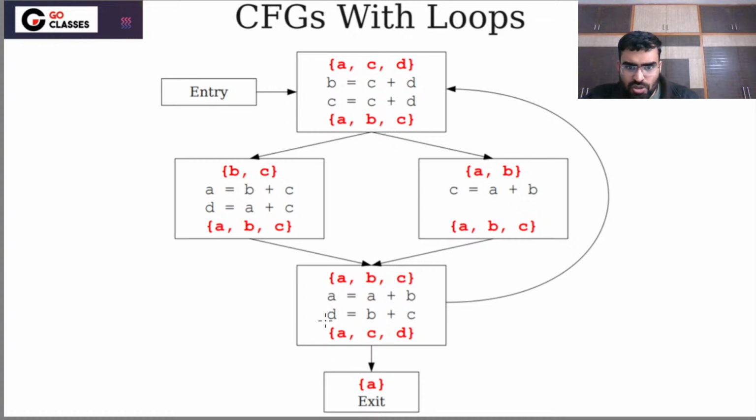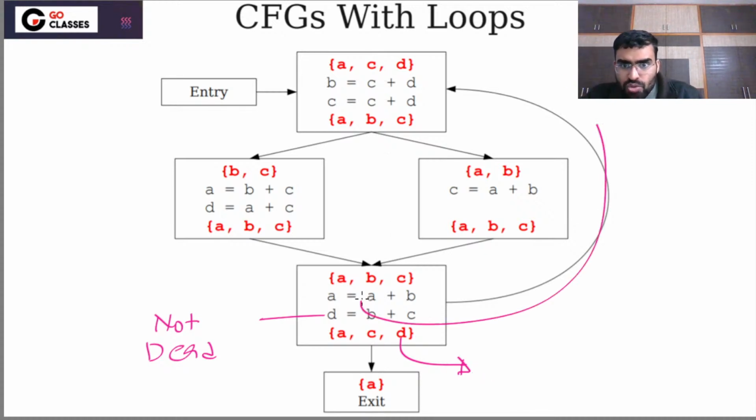So you can notice this is not dead. Why is this not dead? This is not dead because you are using this D. Can anyone tell me where we are using this D? See, this is not dead, because of this. What does this mean? This means that we are using this D. You can notice you are using this D here.